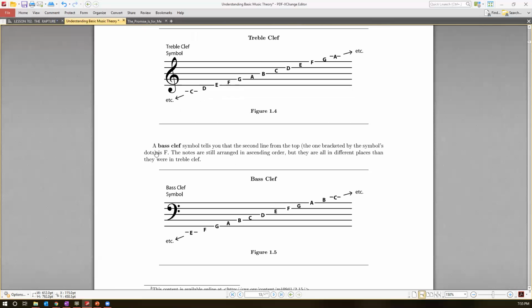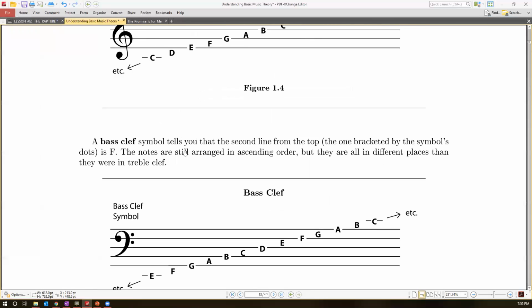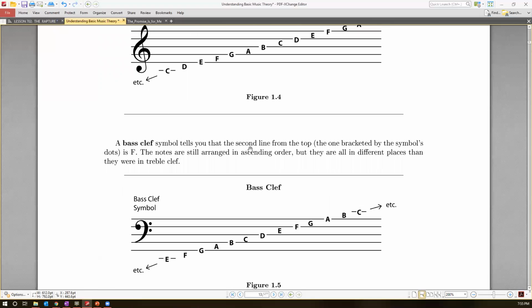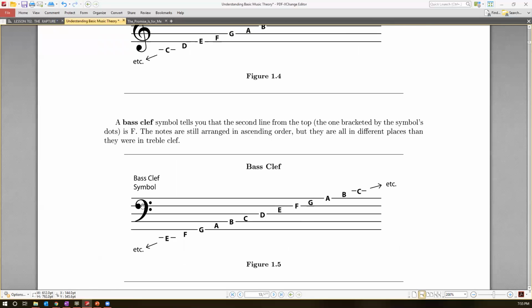Okay, so the bass clef. A bass clef symbol tells you that the second line from the top, the one bracketed by the symbol's dots, is F. Okay, there we have it. The notes are still arranged in ascending order, but they are all in different places than they were in the treble clef.